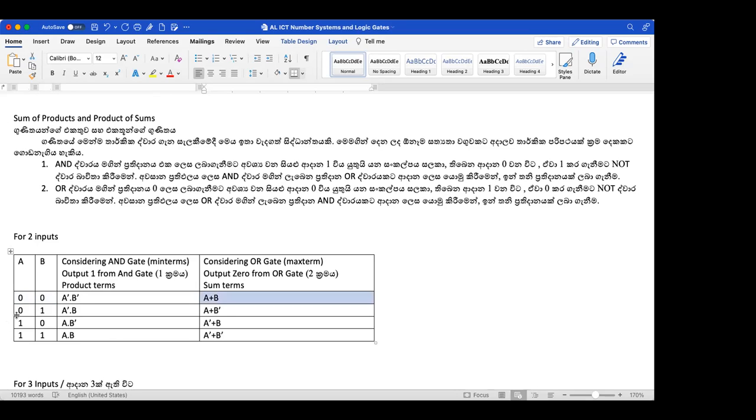Here A is 0, B is 1. So you need to invert B because you need both zeros. So A or B'. Here A' or B, because A is 1; both need to be 0. Here A' or B'. Can you understand how these min terms and max terms are obtained?